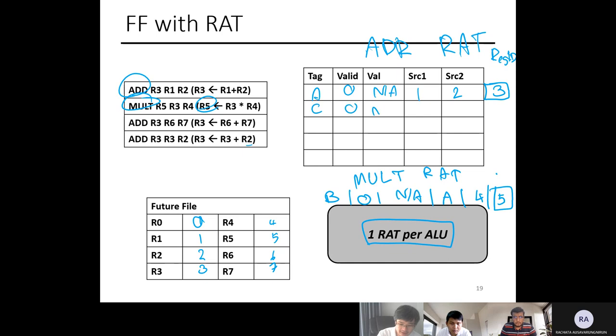And then you have C here, not valid. You want 6 and 7. You have D here, not valid, right? That doesn't have value yet. It used R3. In this case, R3 is C. And this is 2. And you're going to have to update the future file as well. So initially, R3 is A. And then it gets replaced because another guy writes to R3, so that's replaced to C and it gets replaced to D. R5 will get replaced to B. So in this case, your register file is the future version of it.